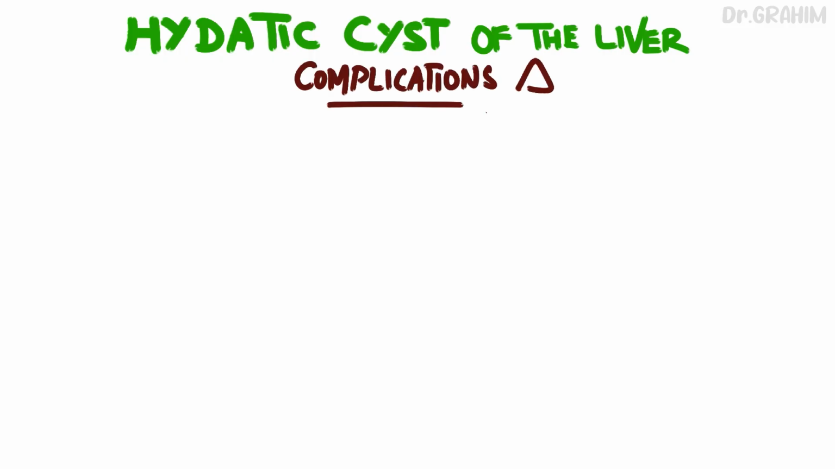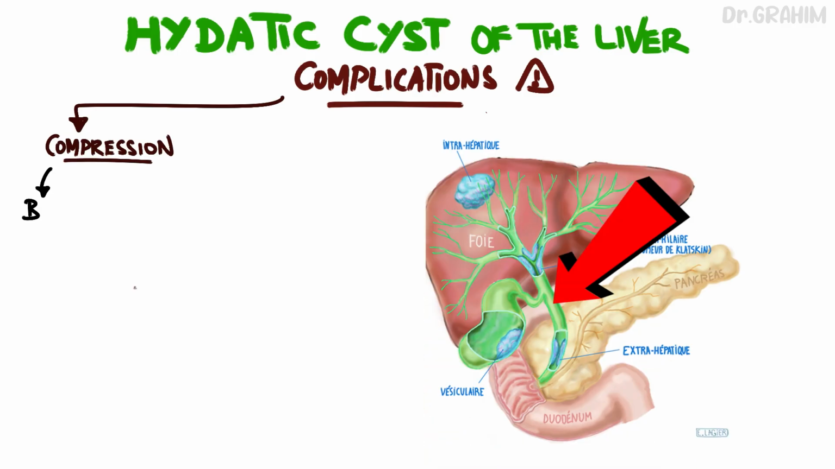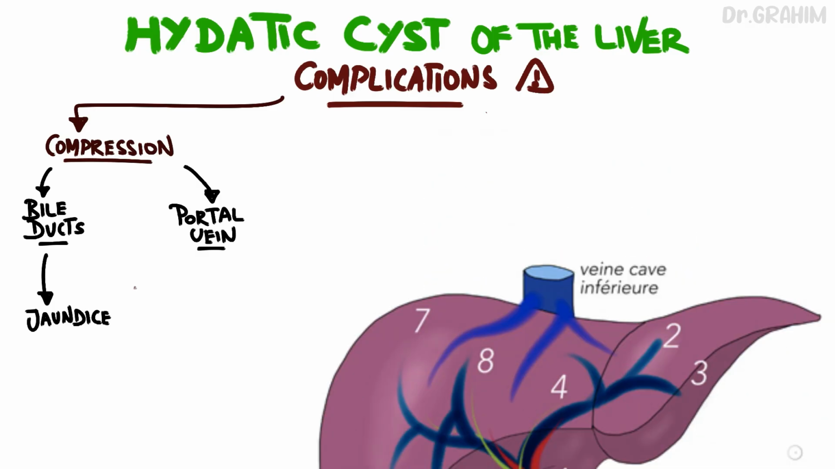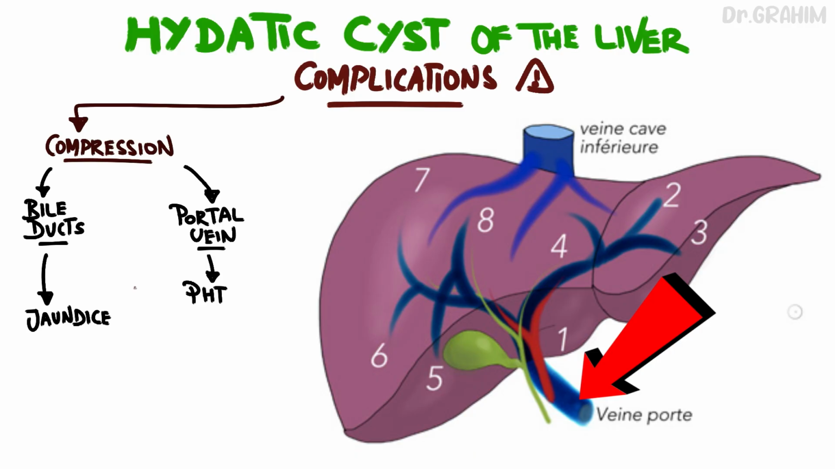The complications of a hepatic hydatid cyst can be severe and vary depending on the location and progression of the cyst. The increase in cyst size may lead to compression of the main bile ducts, resulting in progressive jaundice due to obstruction of bile flow. The compression of the portal vein may cause portal hypertension, which leads to blood accumulation in the portal system, potentially resulting in esophageal varices or ascites.